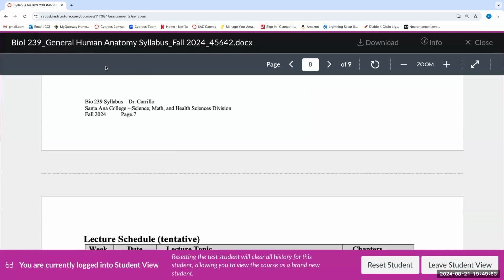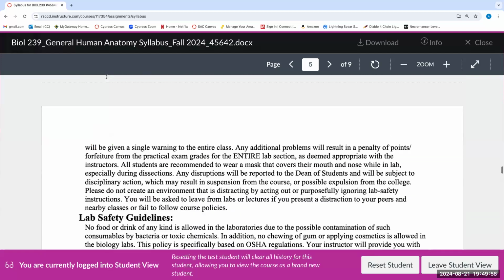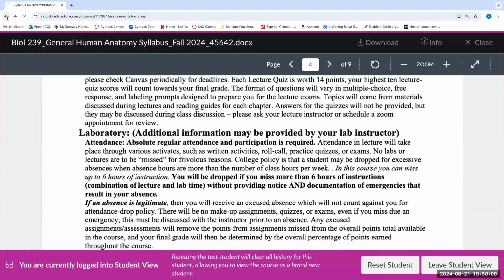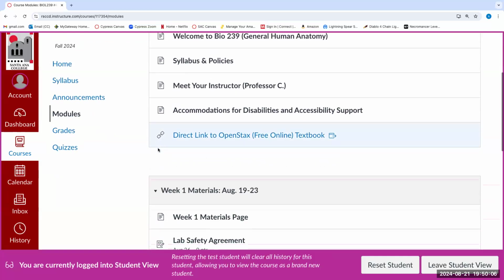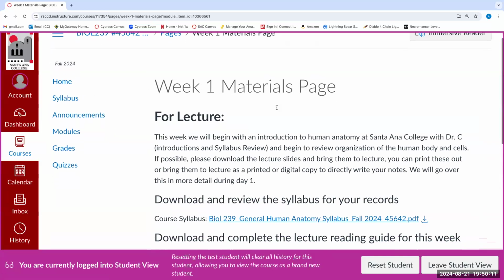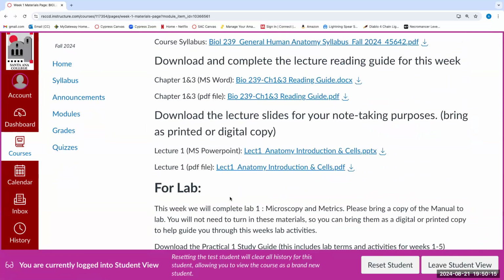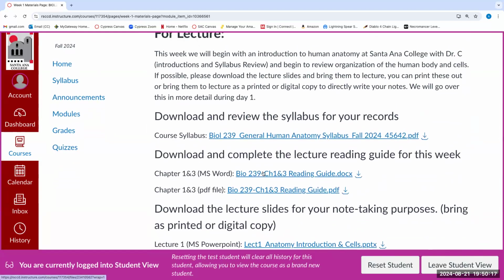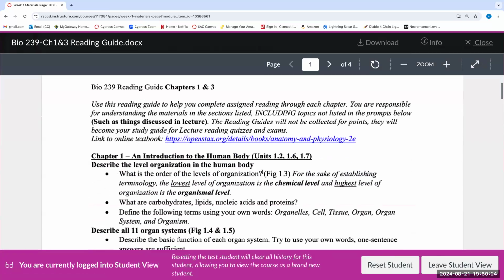It's going to be primarily all lecture material. The question was, is the lecture exam going to be focused mainly on the lecture material? It will be. When you go through the syllabus, what you're going to find is when you go to modules, week 1, this is stuff for today. It tells you what we want you to do for lecture and what I want you to do for lab.